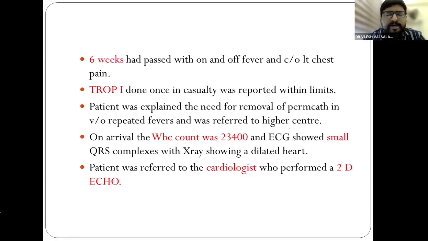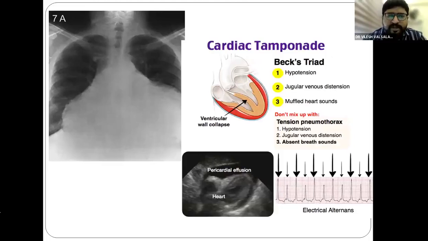You must keep in mind that this whole episode has passed over around 1.5 months. Now the patient was referred to the cardiologist who performs the 2D echo. When you look at this X-ray, you can see that the heart is very dilated. And you can see in the 2D echo that there is an effusion, a fluid between the heart and the pericardium. So the patient had pericardial effusion.